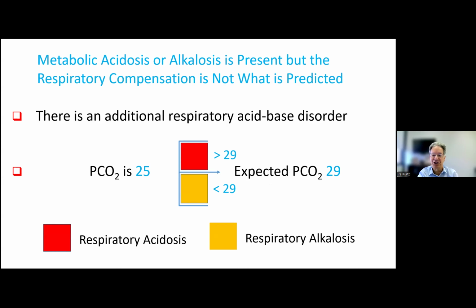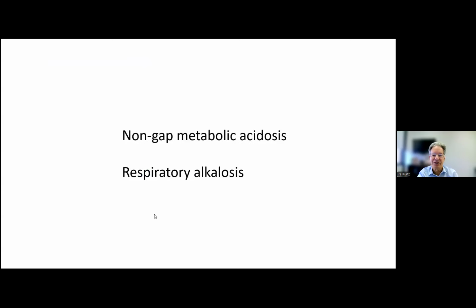Everything above that prediction becomes respiratory acidosis, no matter what the absolute value of that number is. And everything below that becomes respiratory alkalosis. So in our patient, we expected 29 and we have 25. So the patient must also have a respiratory alkalosis. Had the PCO2 been 32, 33, 34, the patient would have also had a respiratory acidosis. So the answer here is a non-GAP metabolic acidosis and a respiratory alkalosis, likely from the anxiety the patient had. This is probably proximal RTA from the ifosfamide.